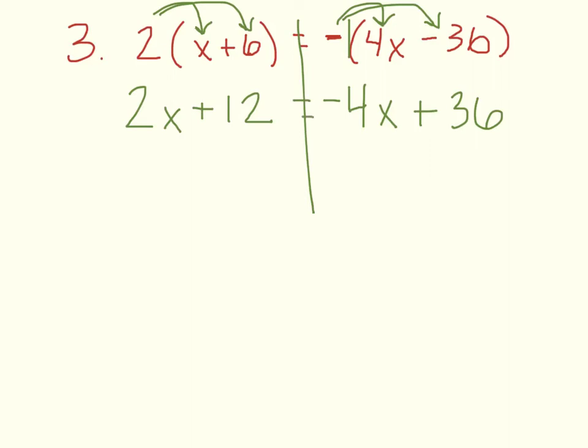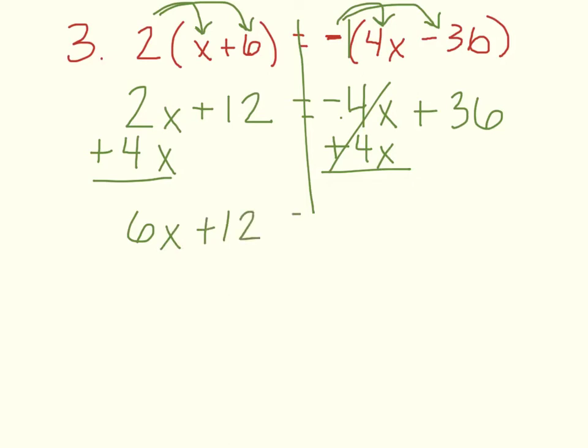Well, I have 2x and I have -4x. +2x is bigger, so I want to move this -4x. Okay, but to move something that's negative, we need to add it to the other side. So we need to add my 4x. Okay, so those go away. And you have 6x plus 12 equals +36.